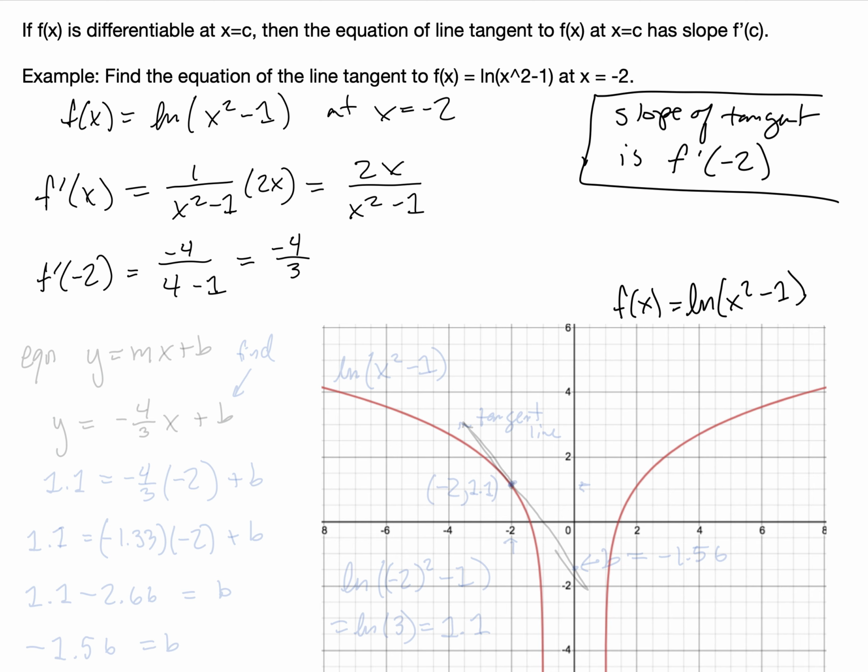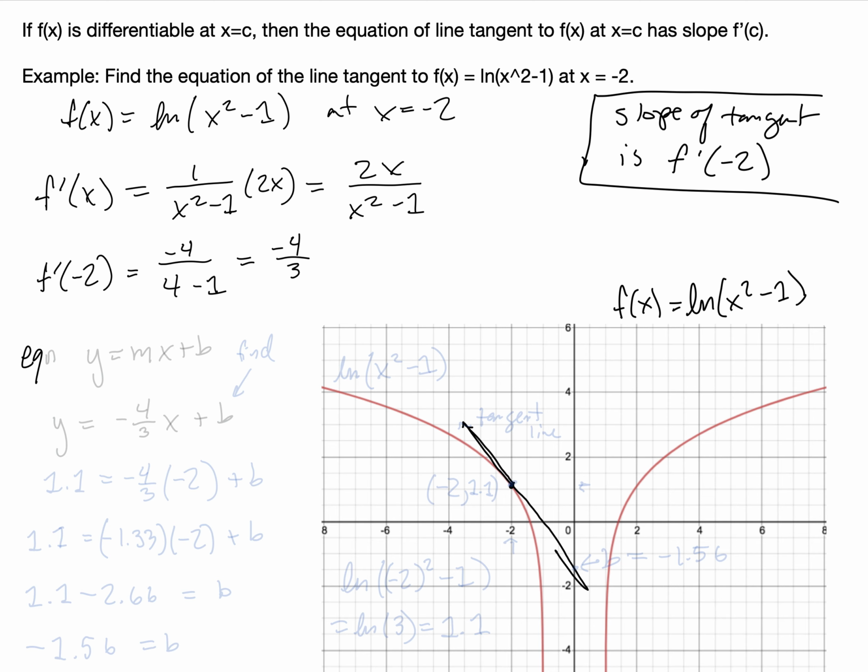And here is the graph of f of x equals natural log of x squared minus 1. If we take a look at x equals negative 2 and think about the slope of the tangent line to the curve at that point, then we see that the slope of negative 4/3, about negative 1 1/3, seems about correct. It seems like a slope that's negative, certainly, and a little bit steeper than negative 1. So negative 4/3 is the slope of the tangent line.